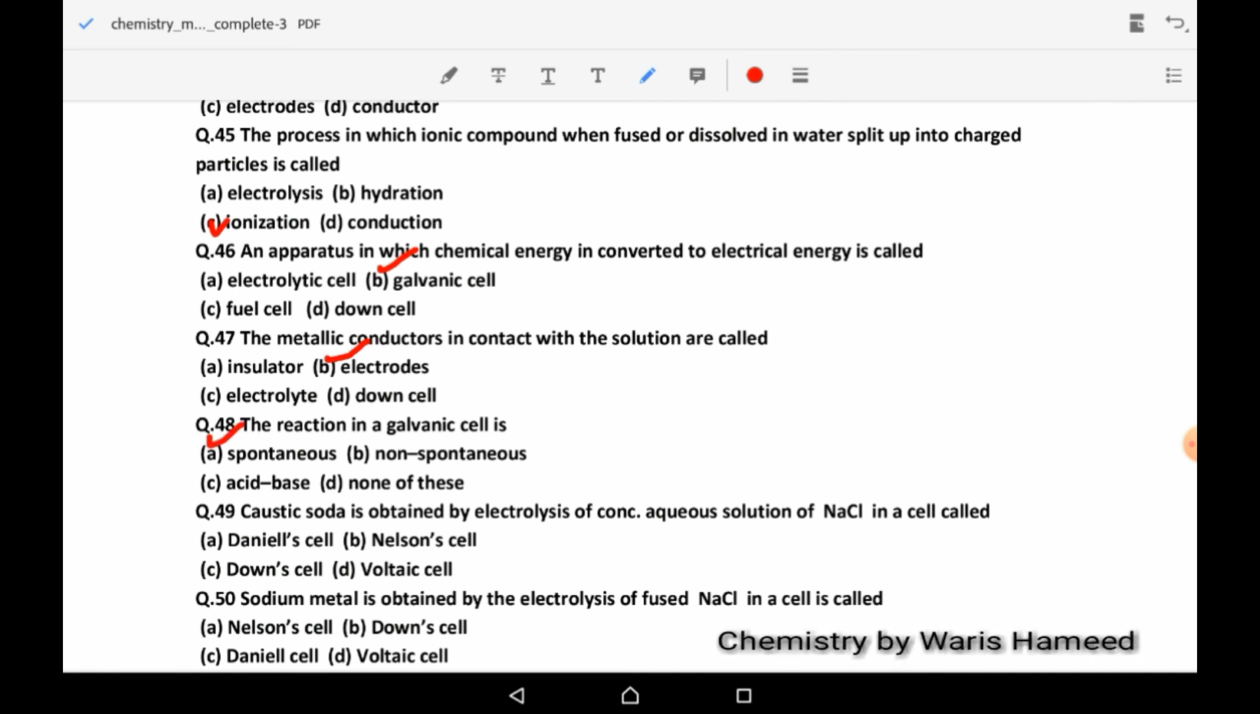Caustic soda is obtained by electrolysis of a concentrated aqueous solution of NaCl in a cell known as the Nelson cell. Sodium metal is obtained by electrolysis of fused NaCl in a cell called the Downs cell.